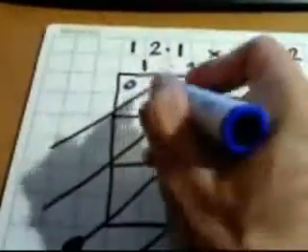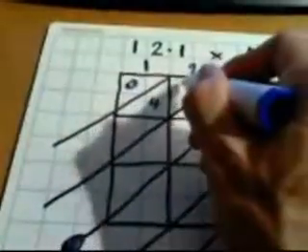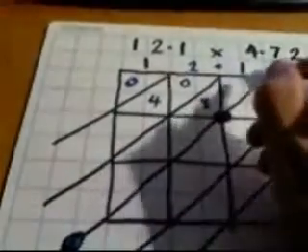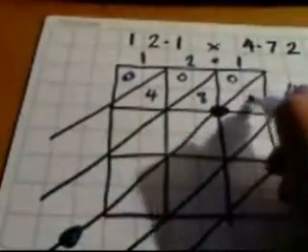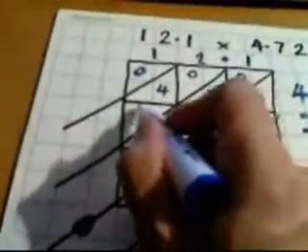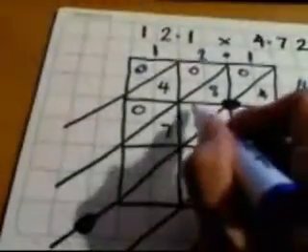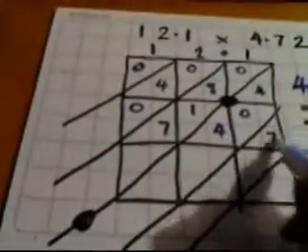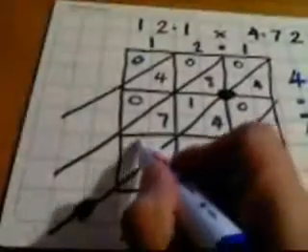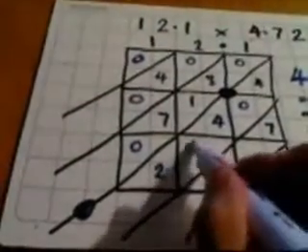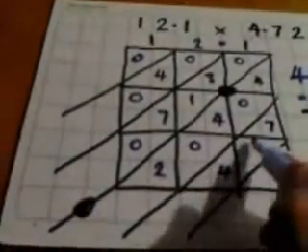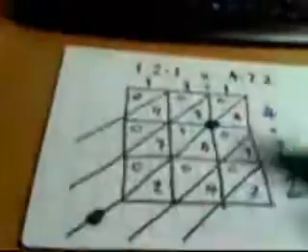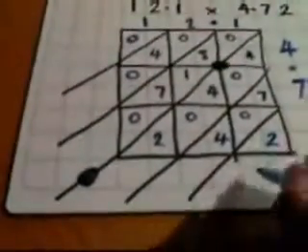Just as before, I then fill in the lattice. I do 1 times 4 is 4, 2 times 4 is 8, 1 times 4 is 4, 1 times 7 is 7, 2 times 7 is 14, and 1 times 7 is 7. And on the bottom I've got 1 times 2 is 2, 2 times 2 is 4, and 1 times 2 is 2. So now finish off by adding up the diagonals again.